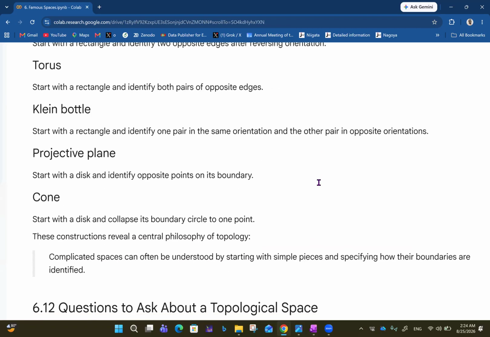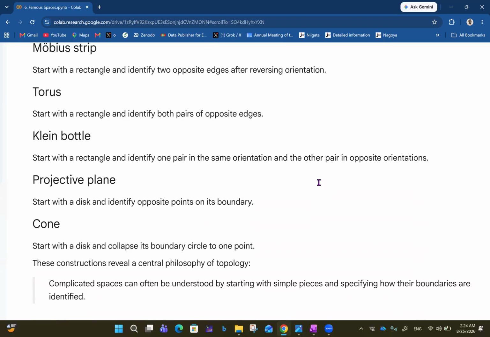Then for a torus, you can start with a rectangle and identify both pairs of opposite edges. For a Klein bottle, start with a rectangle and identify one pair in the same direction and the other pair in opposite directions. For the projective plane, start with a disk and identify opposite points on its boundary. For a cone, you can start with a disk and collapse its boundary circle to one point.